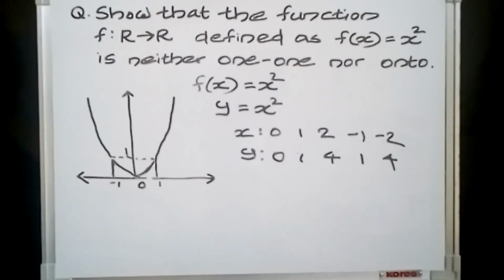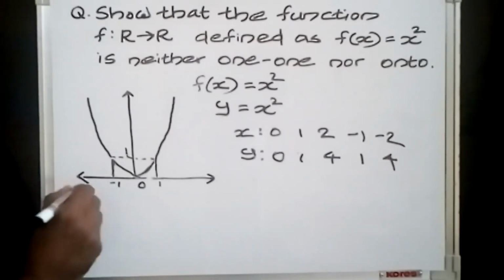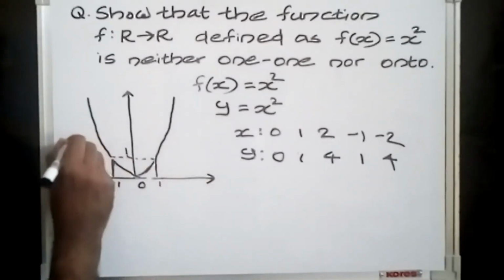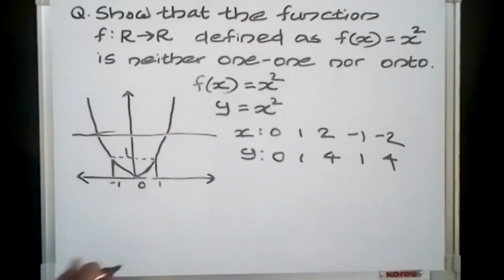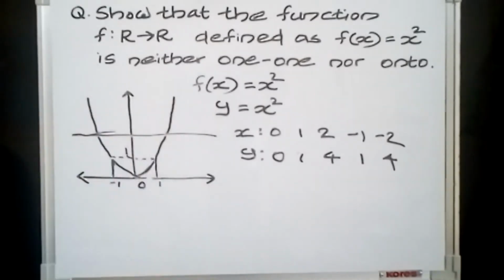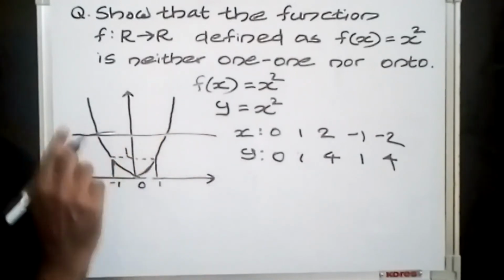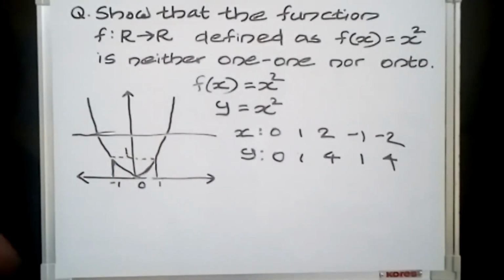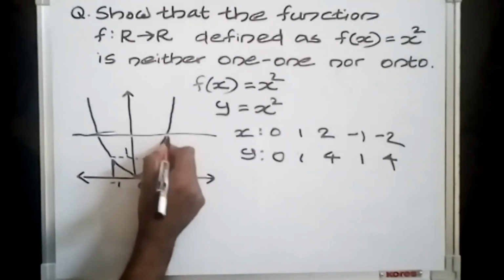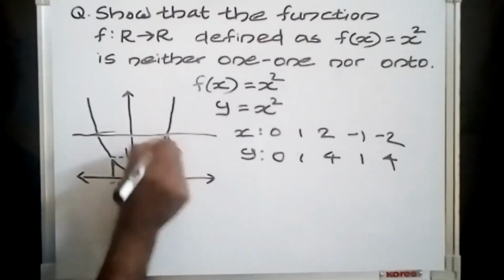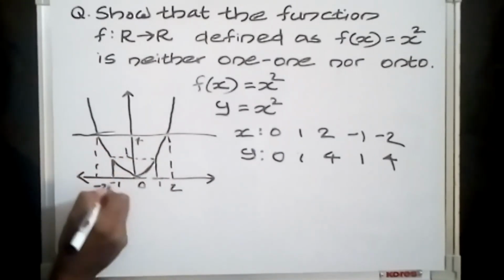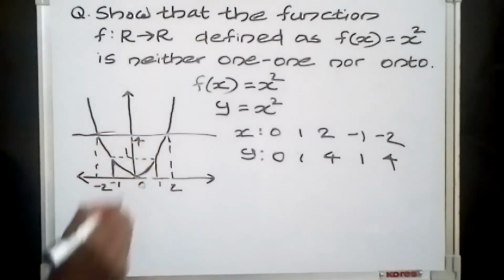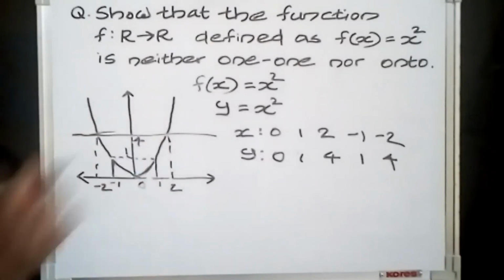There is a graphical test to check whether the given function is one-one or not. If we draw a line parallel to the x-axis and if the line cuts the graph at more than one point, the function is not one-one. For example, let this point be 2. The y value of 2 is 2 square, 4. And let this point be minus 2. The y value of minus 2 is also minus 2 square, 4.